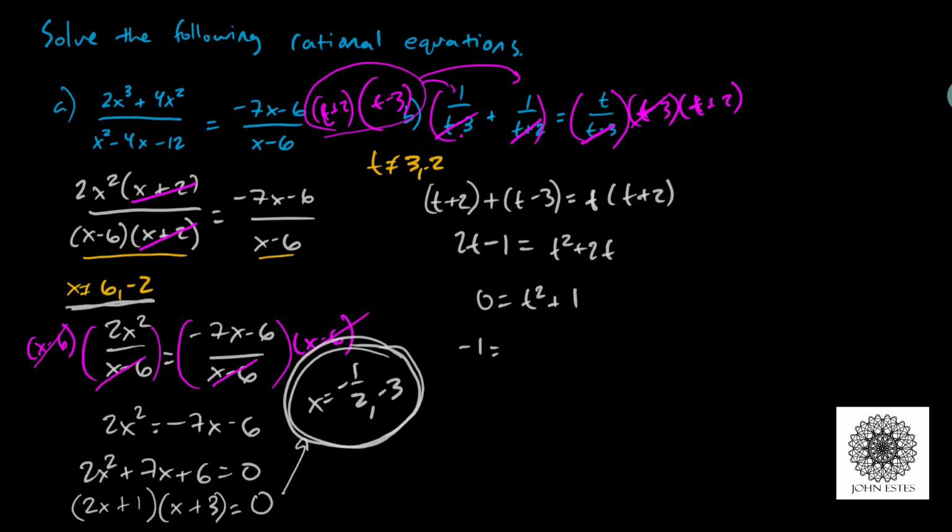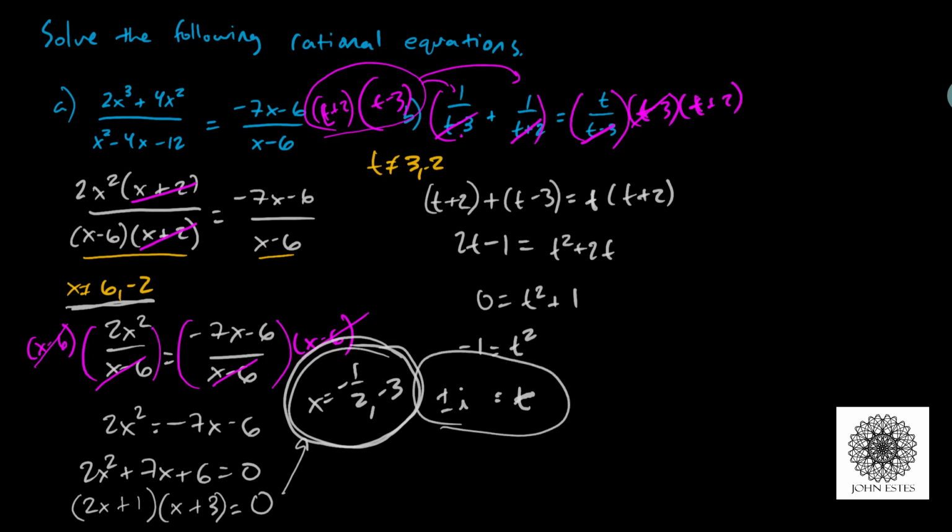If you want to solve this through the square root property, notice I have t squared equals negative 1. So when I take the square root of both sides, I have to have the square root of negative 1. If you remember, the square root of negative 1 is i. So I end up with plus or minus i.